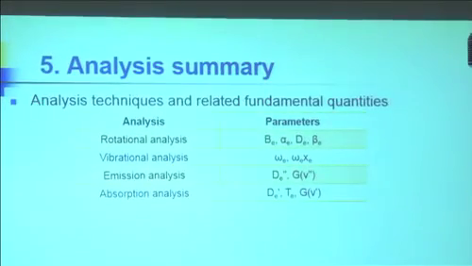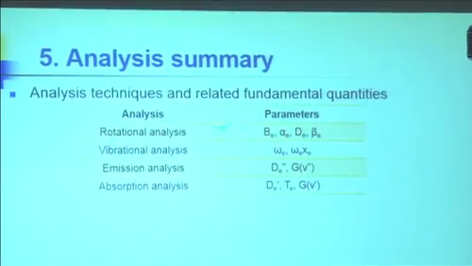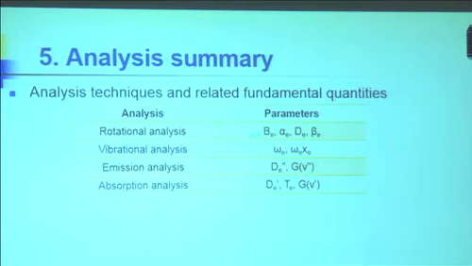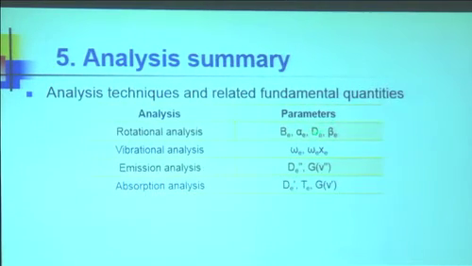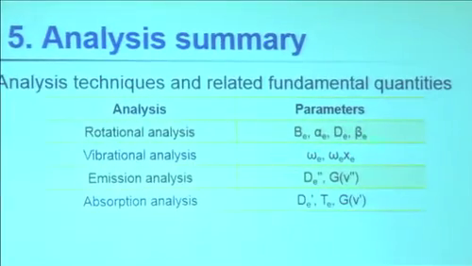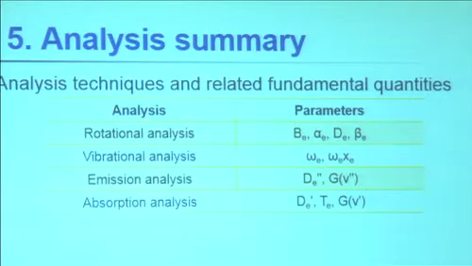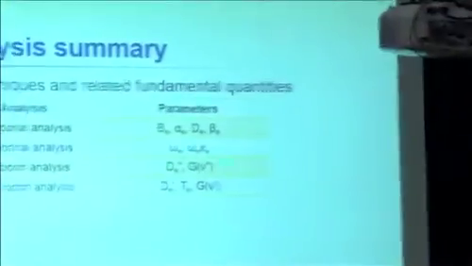So here's the summary. You use rotational analysis to learn about the B's. D you hardly ever can get at. The B's and the alpha, these are the two main ones right here. Use vibrational analysis, De Landry's table, to get these. You can get it both for the upper state and the lower state. Use emission analysis to get at some of these dissociation energies.